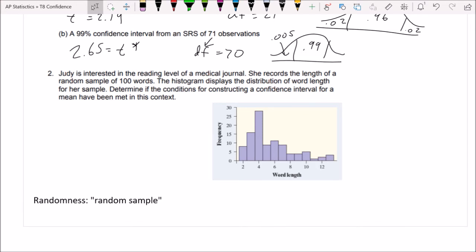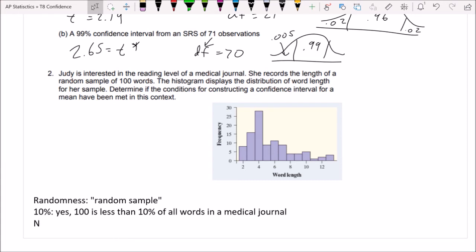So that's good. Number 2 is the 10% condition. Was her sample size less than 10% of the population? It's a medical journal, she picked 100 words, so we're going to say yes, because 100 is less than 10% of all words in a medical journal.